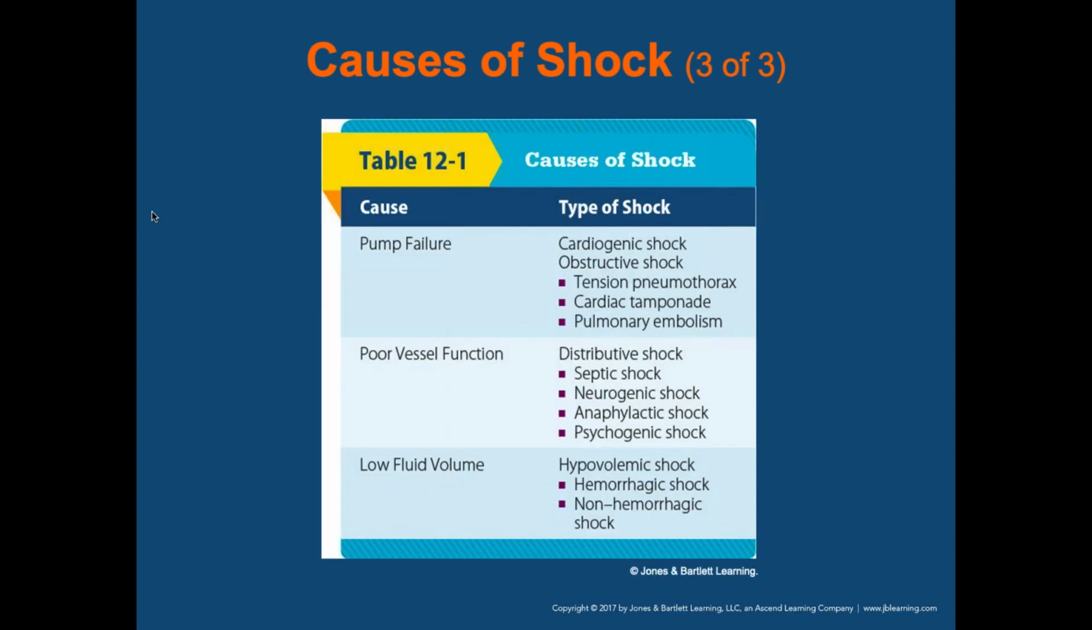And we kind of already went over the causes of shock already. So poor vessel function, infection, drug overdose, narcotics, spinal cord injuries, anaphylaxis. It shuts down the distributive type shock. It shuts down the system.